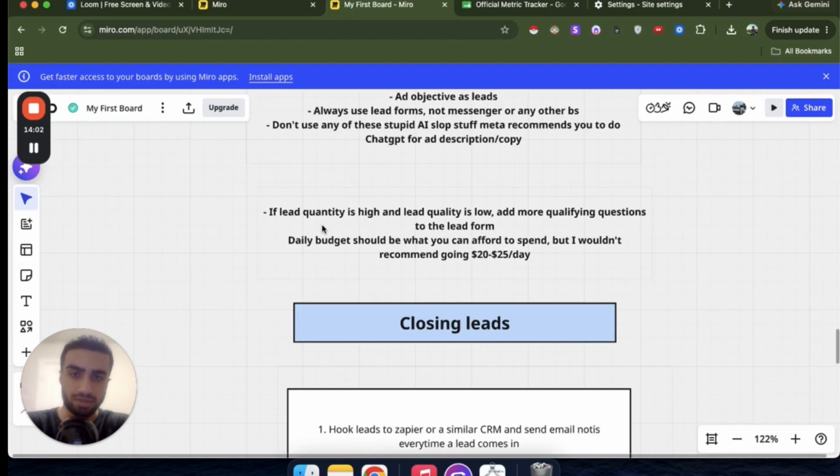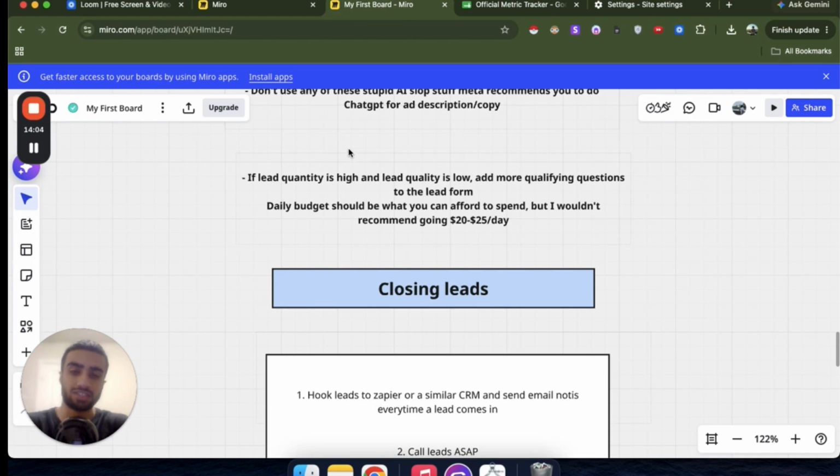And then a couple other things as well, just in terms of knowing Meta ads and being able to maintain them. If the lead quantity is high and the quality is low, what you want to do is add more qualification questions to the lead form. This is what I mentioned before. People mentioned that Meta ad leads are not good, but you just have to add more questions to the form, right?